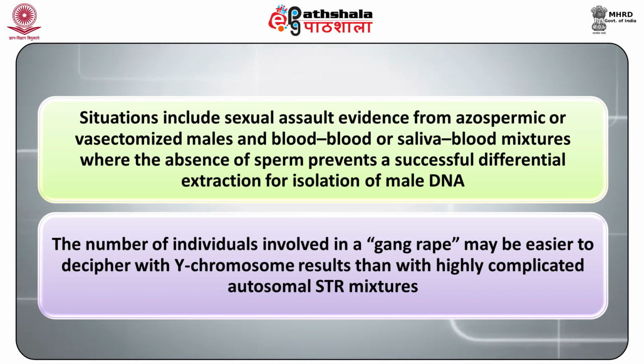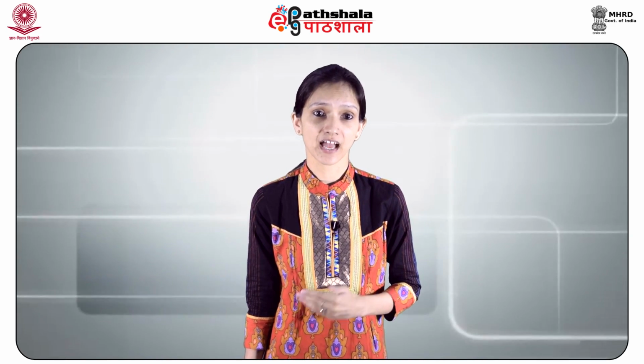In addition, the number of individuals involved in a gang rape may be easier to decipher with Y chromosome results than with highly complicated autosomal STR mixtures. Using Y chromosome specific PCR primers can improve the chances of detecting low levels of the perpetrator's DNA in a high background of a female victim's DNA. Y chromosome tests have also been used to verify amelogenin Y deficient males.